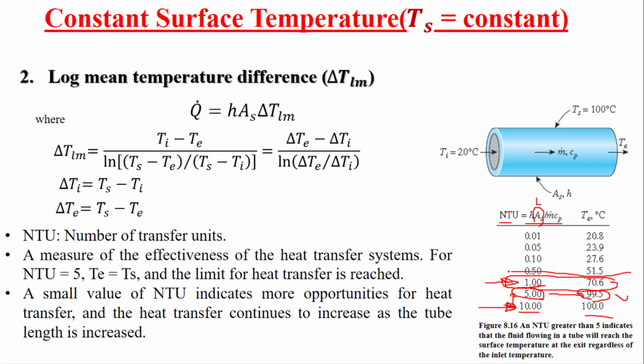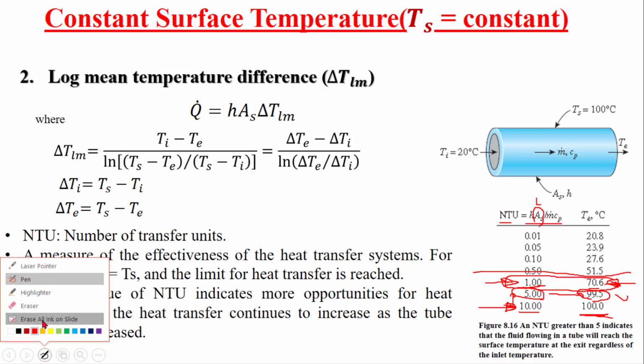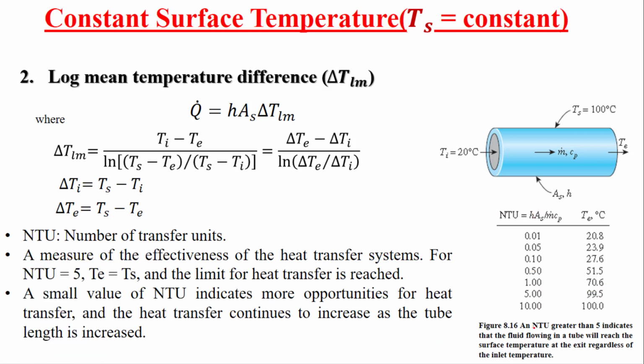Do I have the tolerance to go to 70? Is my application fine if T exit is 70, or is my application very critical, I need 100? So it depends on the application itself. Okay. So here in the caption it says what? An NTU greater than 5 indicates that the fluid flowing in a tube would reach the surface temperature at the exit regardless of the inlet temperature.